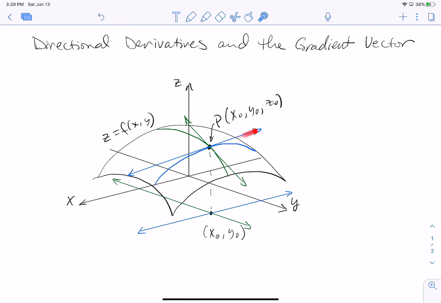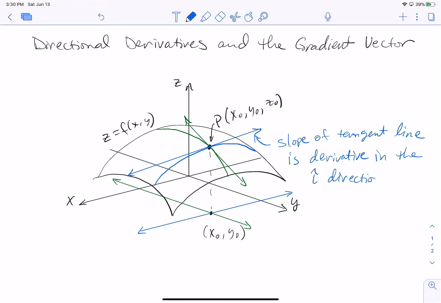there's our tangent lines, right? The slope of the blue tangent line, that's the one above the line that's parallel to the x-axis. That's the tangent line where we're holding y constant. And so the slope of that tangent line is the derivative in the i direction. And here when I say the i direction, I'm talking about the unit vector i with components 1, 0, 0.